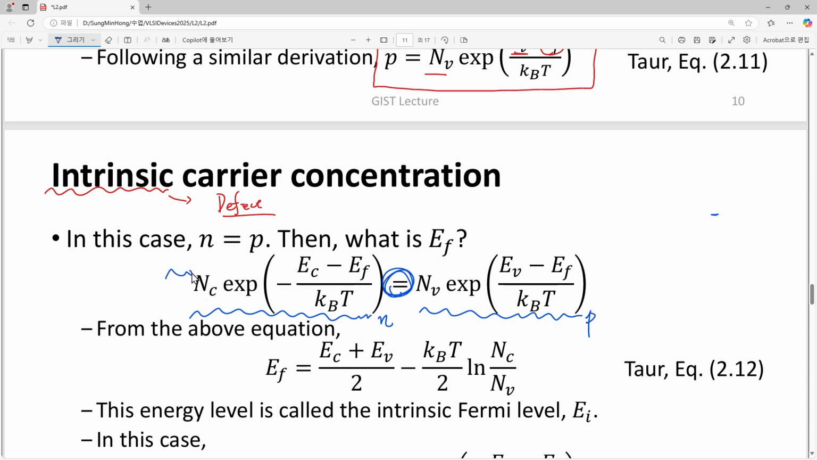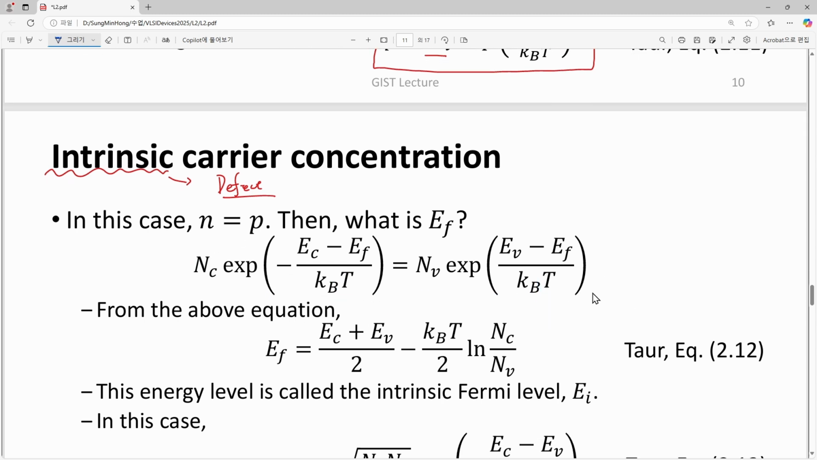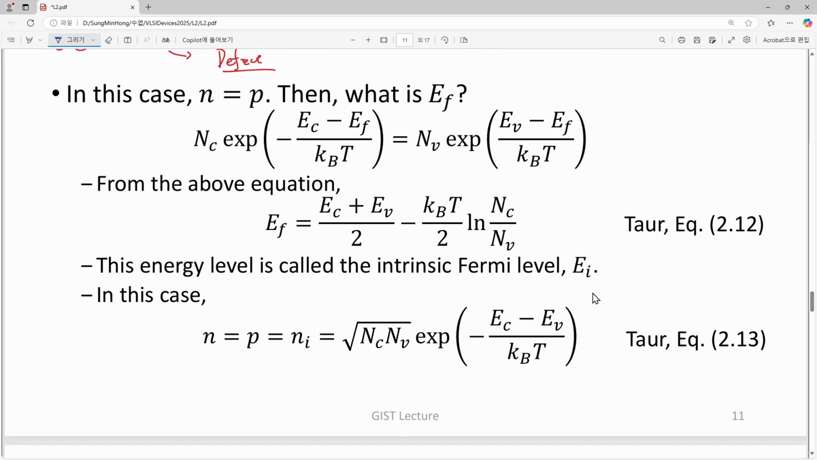Please note that Nc and Nv are given numbers and we assume a constant temperature, for example 300 Kelvin. Then we can make certain manipulations. From the above equation, now we can introduce the electron density and hole density in this intrinsic case, and it is simply given as this expression.